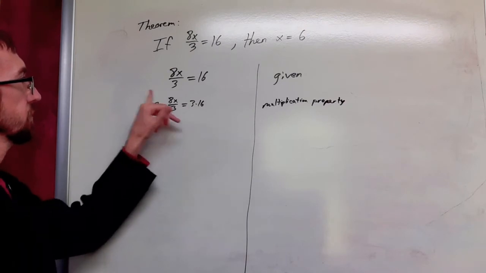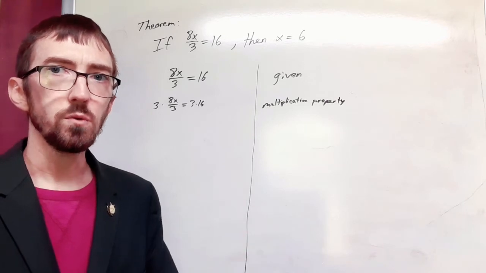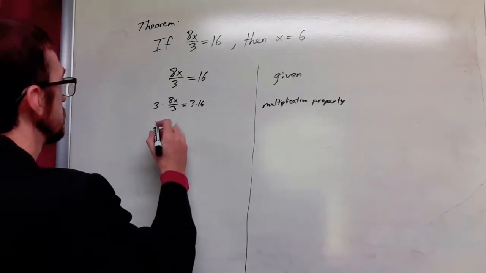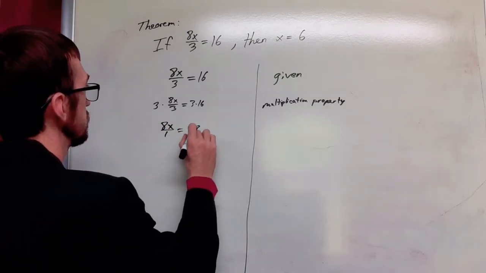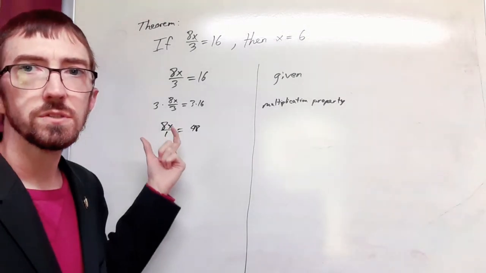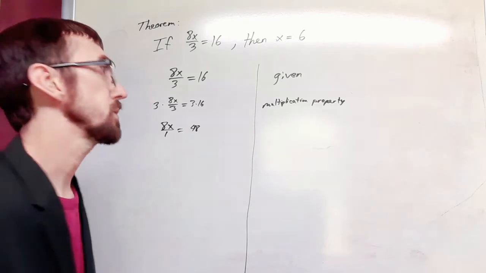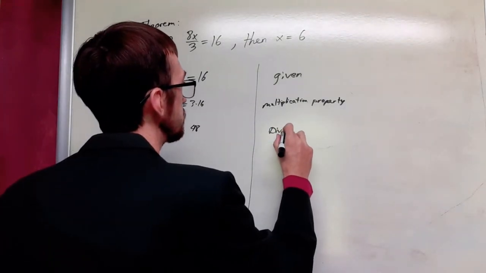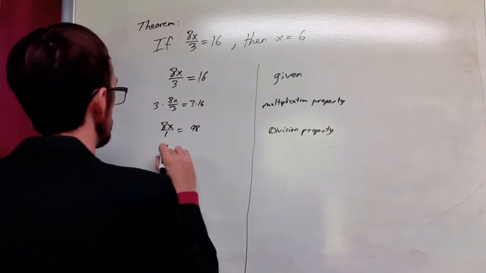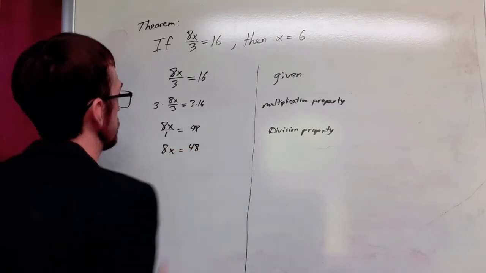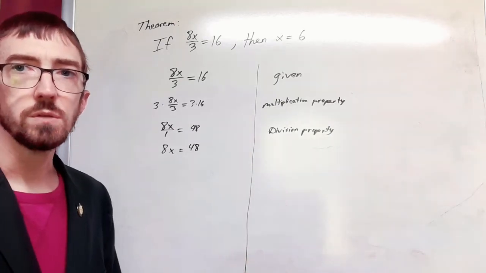And when I multiply 3 times the fraction, I am going to get 8x over 1. And then I want to do the 8x divided by 1. I'm allowed to do that because of the division property. Now I want to divide both sides by 8. Again, I'm going to use the division property.